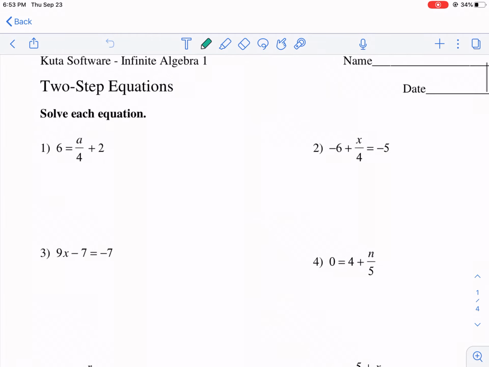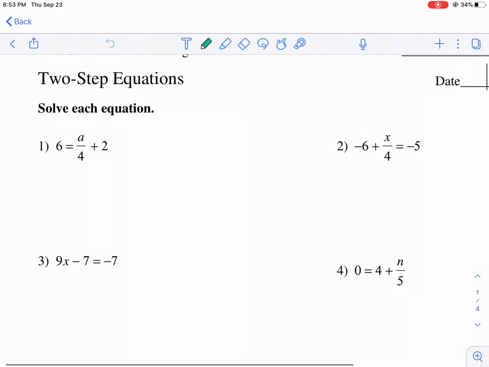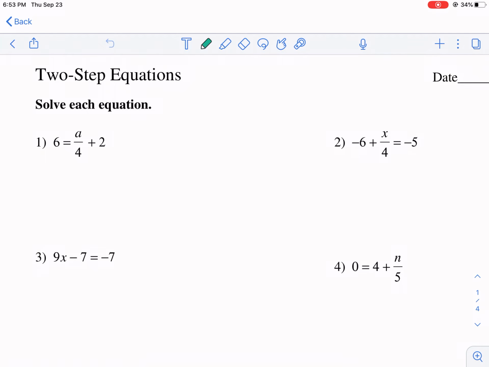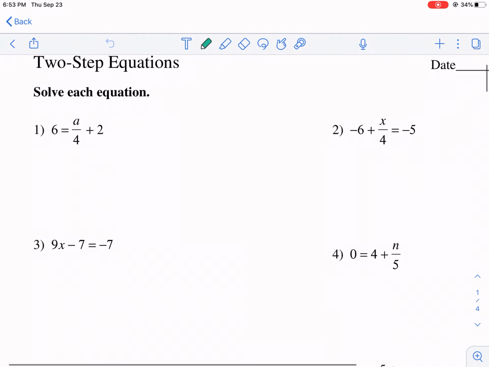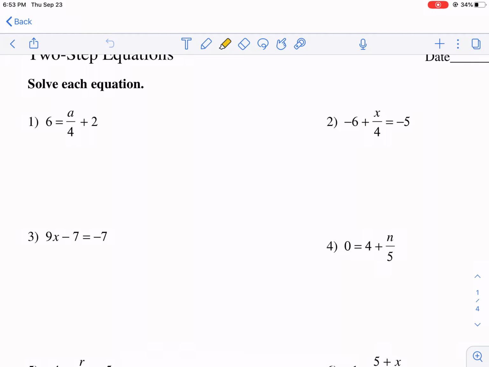Today we're doing a Kuta worksheet tutorial, two-step equations. So this is kind of like the foundation of what you're going to be doing in algebra. Two-step equations is obviously one step further than one-step equations, but the principle remains the same. We have a variable in each one of these equations. It's an equation because it has an equal sign.